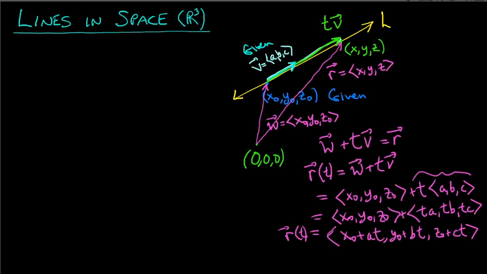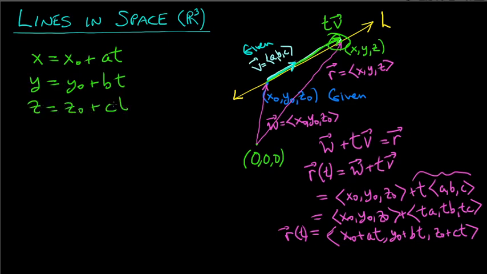So that's it. If I want to describe the x-coordinate of this point right here, it's just going to be x0 plus a times t. The y-coordinate will be y0 plus b times t. And the z-coordinate will be z0 plus c times t. These three equations tell you where you are on the line, what point you're at on line L. And if it's an infinite line, t could be anything. t could be any real number.